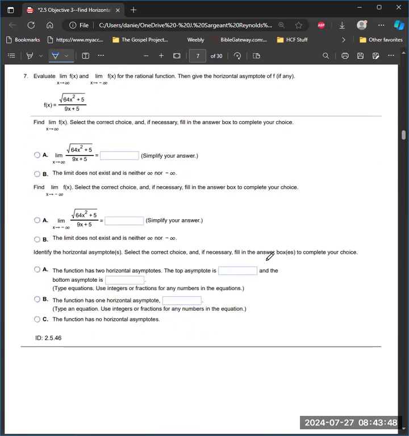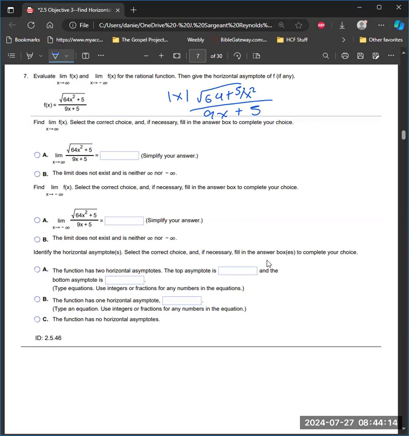Okay, we've got these square root ones. Remember that these might give us 2 different horizontal asymptotes. We need to check here. So this comes out as the absolute value of x times the square root of 64 plus 5 over x squared, over 9x plus 5. Still degree 1, top and bottom, but this is positive when I go to the right, negative when I go to the left.